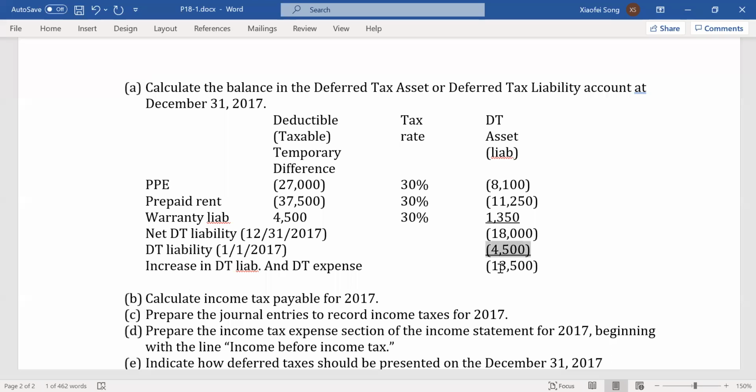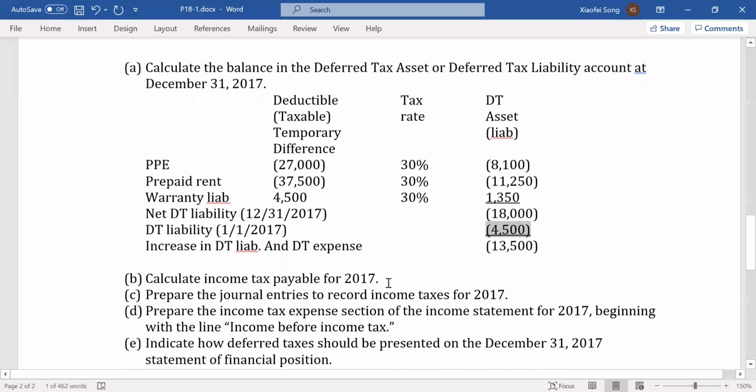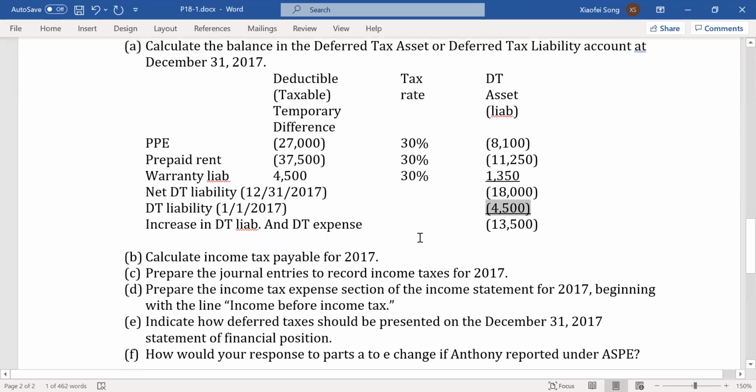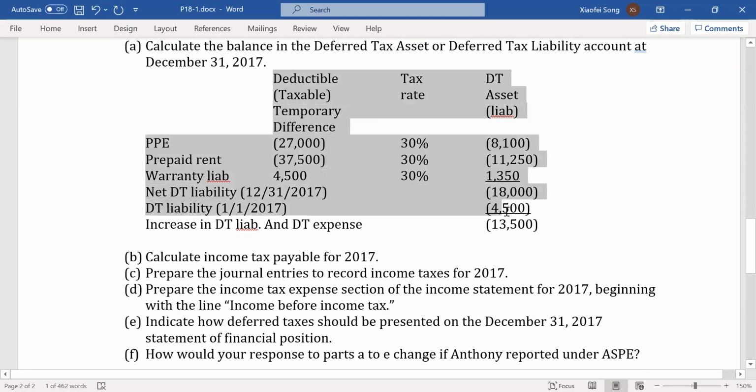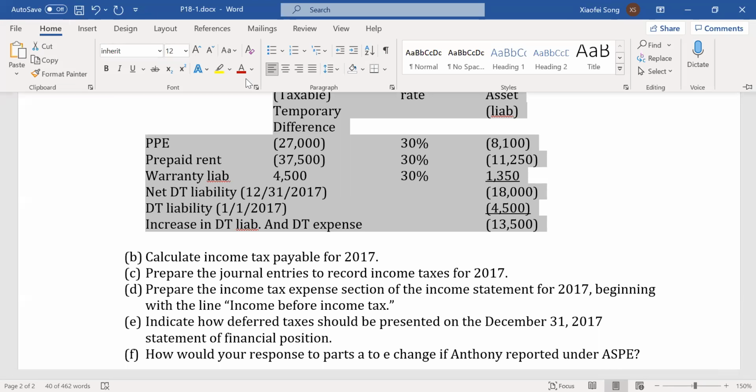So they'll have 3 temporary differences. Now, luckily, we're only using 1 tax rate, right? So one thing at a time. Rome was not built in one day. We will conquer one problem at a time. So this is our computation of deferred tax. I'm going to highlight it. This is our work.